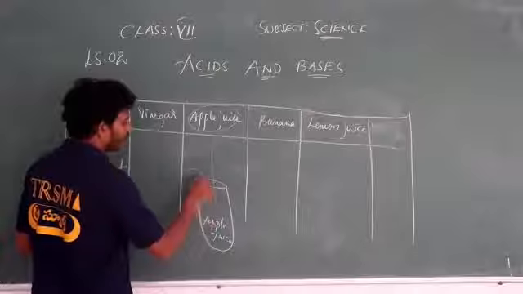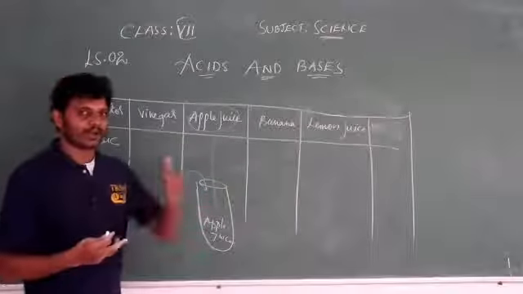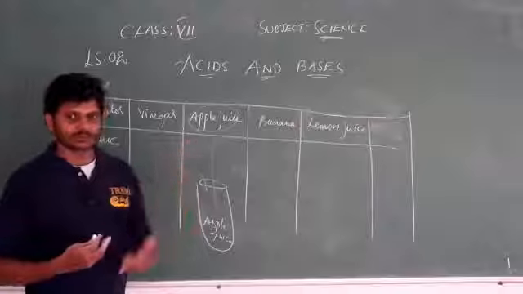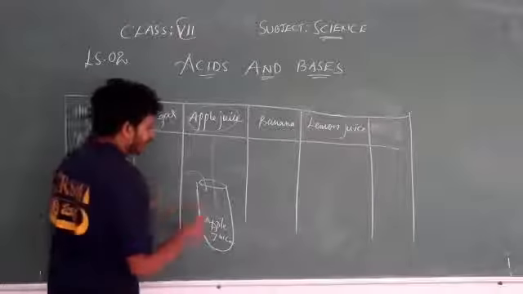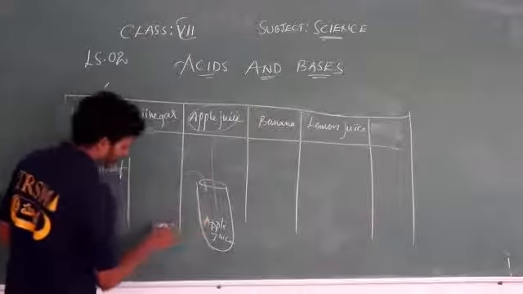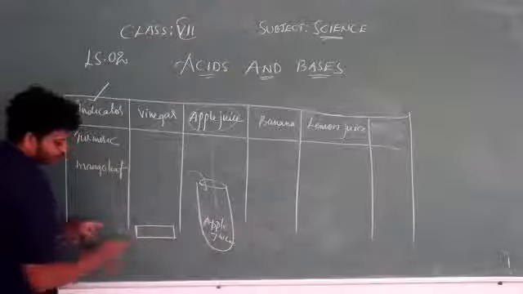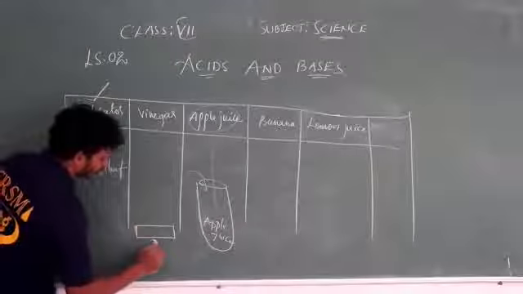Which litmus paper? There are two types of colored litmus paper: one is blue litmus and the other is red litmus paper. Now I'm taking blue litmus paper. This is the litmus paper I have taken, which is blue in color.